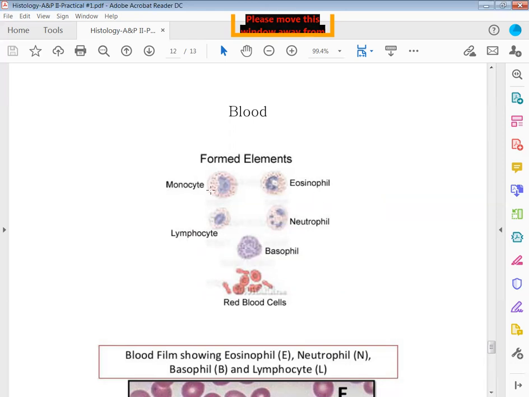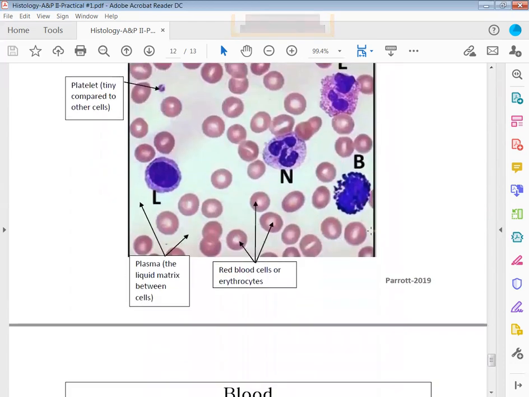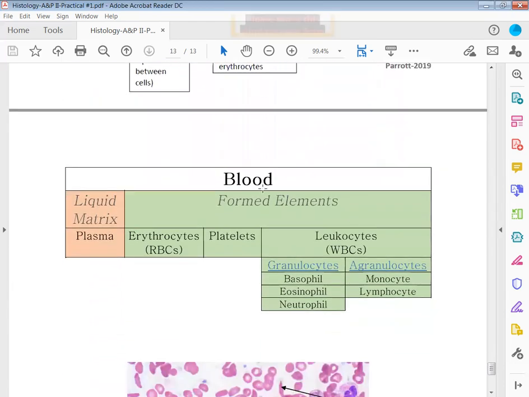The white blood cells can also be called leukocytes. Leuko means white, so leukocytes are your white blood cells. Again, here we talked about your liquid matrix. The liquid part of the blood is called plasma. Then your formed elements in the blood are going to include all your cells. Your red blood cells, abbreviated here as RBCs, are also called your erythrocytes. Your formed elements also include the platelets.